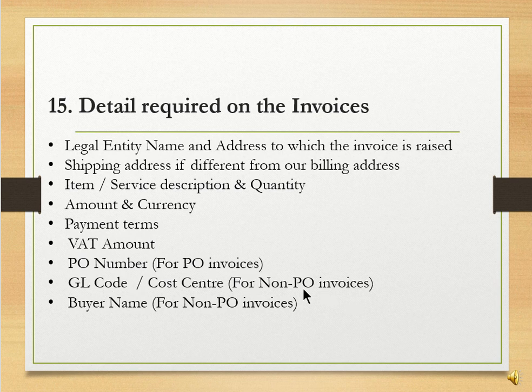And if it is a non-PO invoice, they should mention GL code and cost center. Some of them don't mention GL code because it is taken care of by the finance department, but cost center is very necessary to book the invoice to the respective department. Buyer name again is a mandatory requirement for non-PO invoice. Buyer is the one who contacted the vendor for the service, so this buyer has to be mentioned on the invoice so that we can send the invoice to them for validating the service.